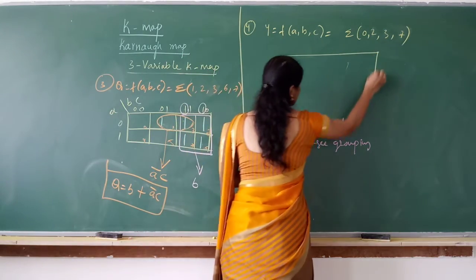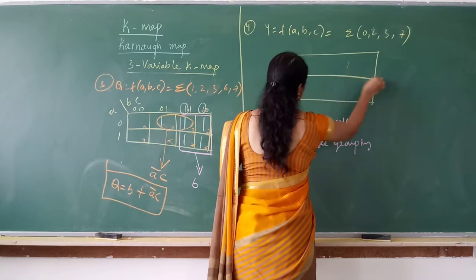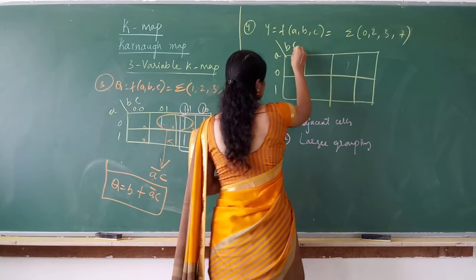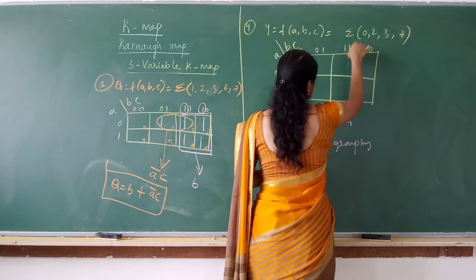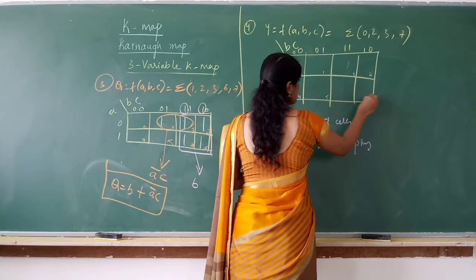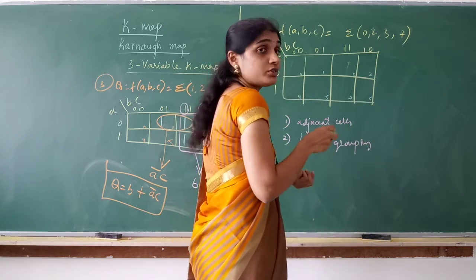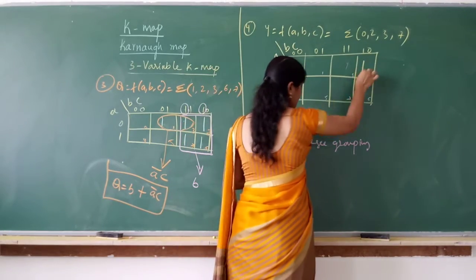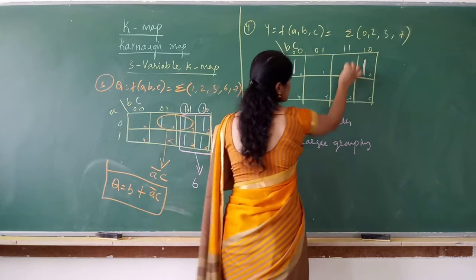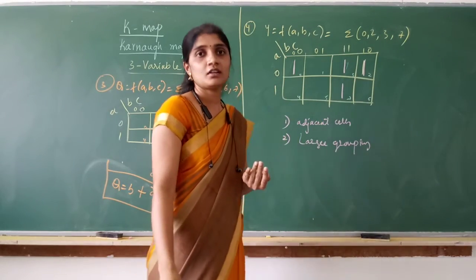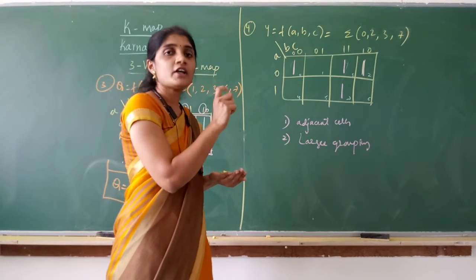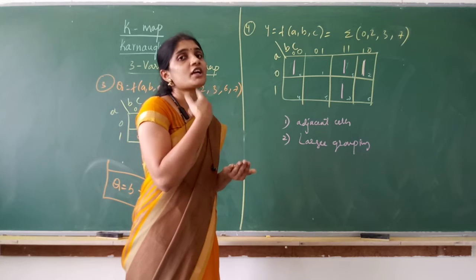So again I write the 3 variable K-map here. 0, 1, 2, 3, 4, 5, 6, 7. Now 0, 2, 3, 7 are the min terms. This is a particular problem where you get 3 terms. You can pause here and solve the problem, then you can just verify.